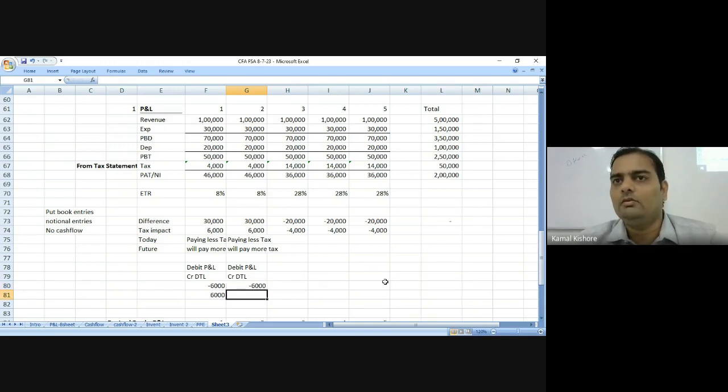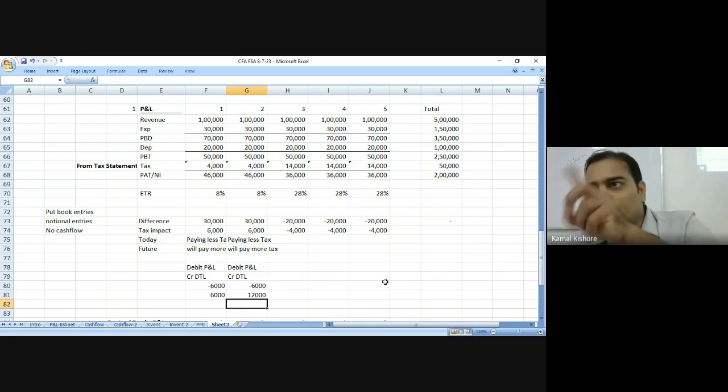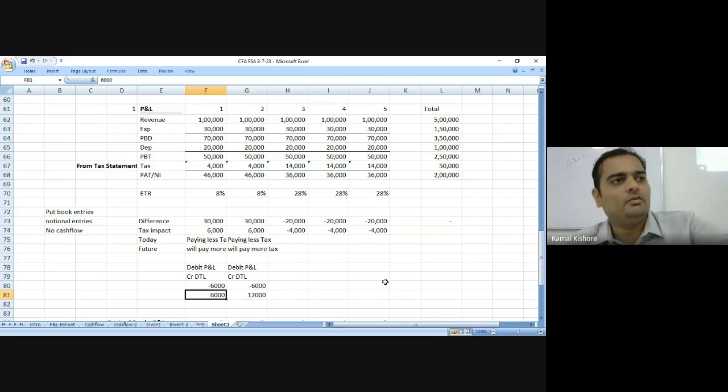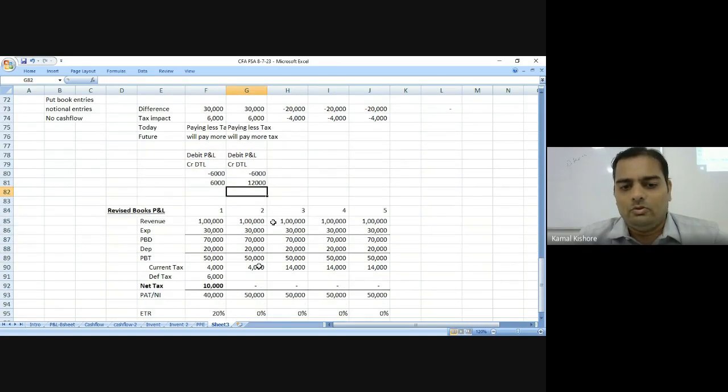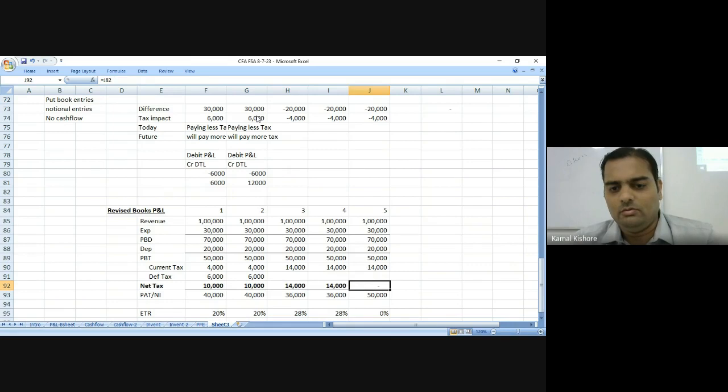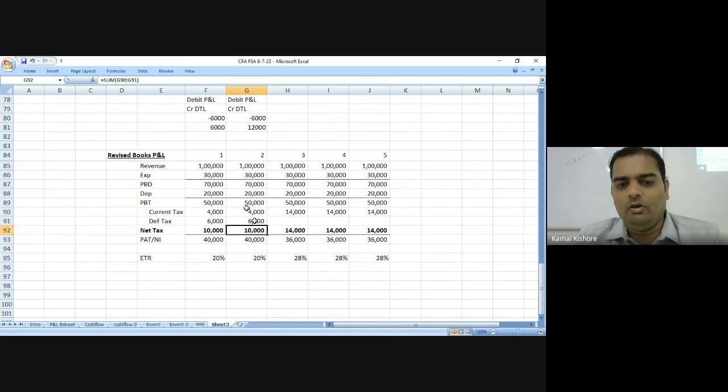Here, 12,000. Your DTL will become 12,000. Already you had 6,000, right? Now your DTL will become... okay. Now, so my deferred tax item number will come from here. See now what is happening.